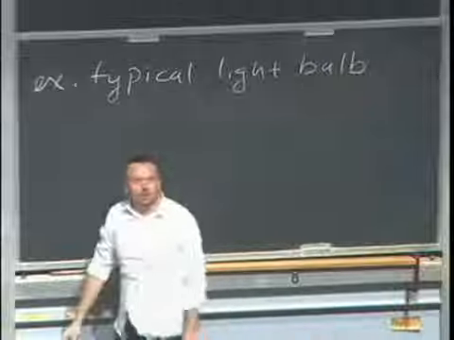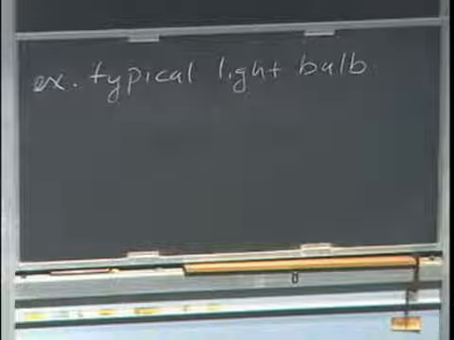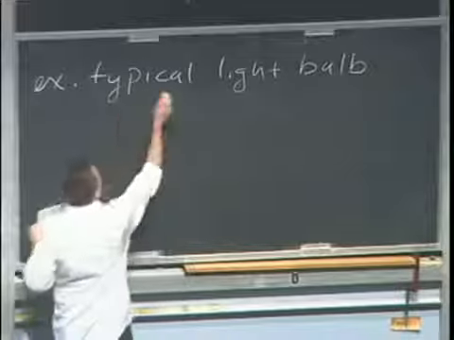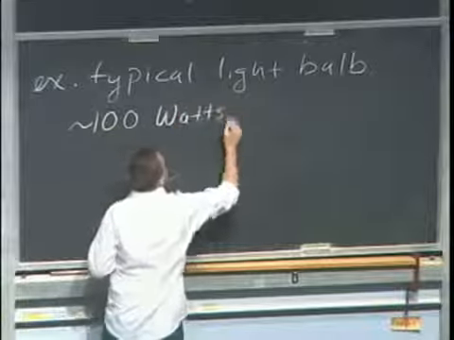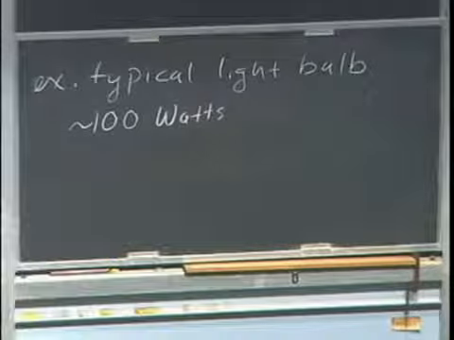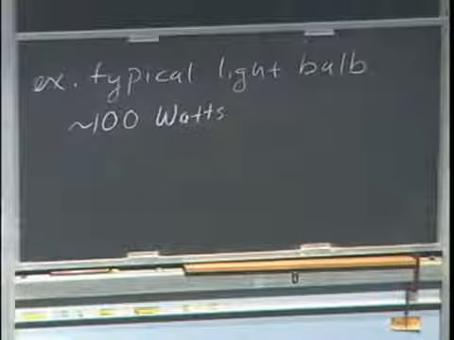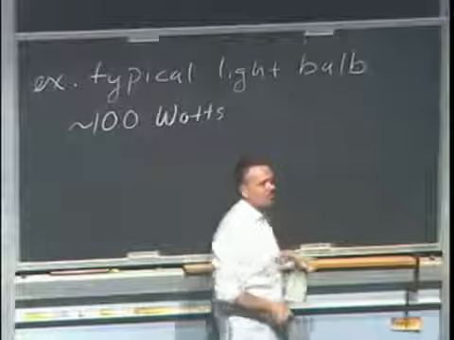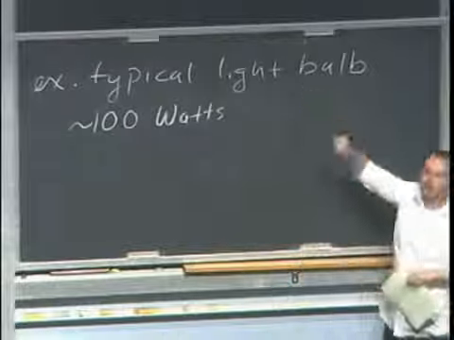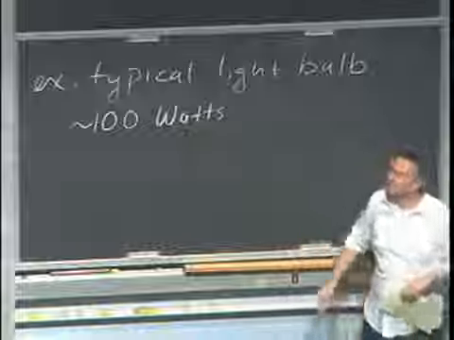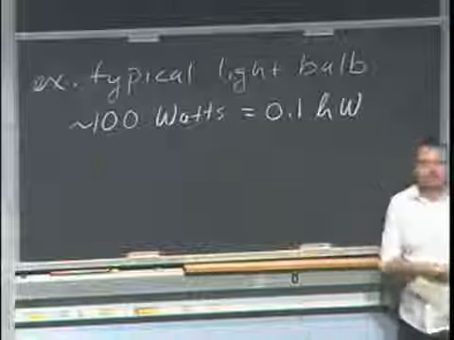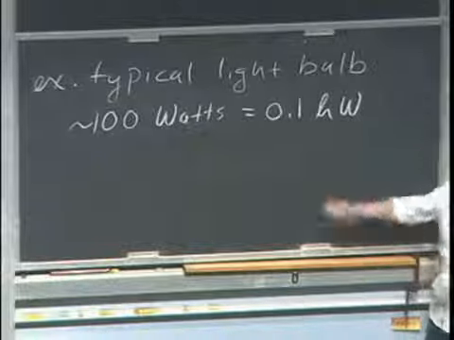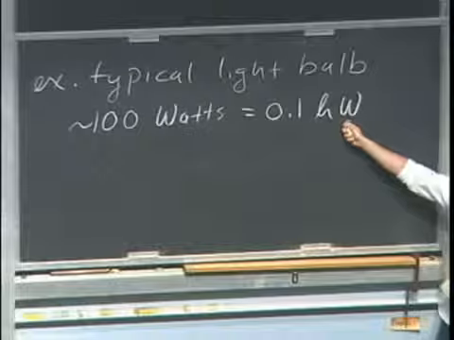A typical light bulb in your house, well, it can range from anywhere from maybe 60 watts up to 100 watts, but a typical light bulb is on the order of 100 watts. That's for sort of a bright light bulb like you might have in a kitchen or in a brighter lamp. 100 watts, remember 100 kilowatt would be 1,000 of these, so 100 watts is equal to 0.1 kilowatts. Okay. So that's the rate of energy use for a typical light bulb.